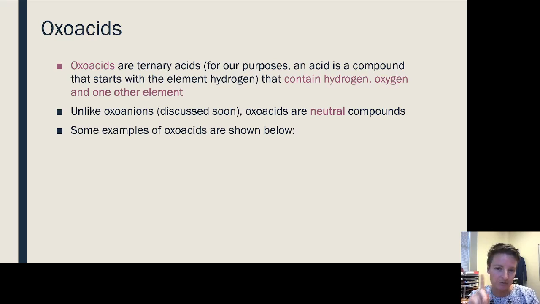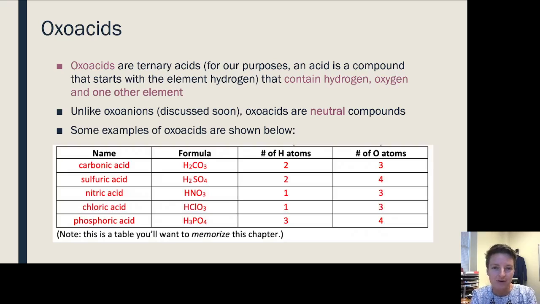Unlike oxoanions, which we're going to discuss in a moment, oxoacids are neutral compounds. So we don't need to worry about them being anions or cations. They're always going to have a charge of 0. So let me give you a couple examples of oxoacids, and these ones are the ones that you're going to have to memorize. And I'll show you in a moment how all other oxoacids and their names are derived from these 5 sort of reference acids.